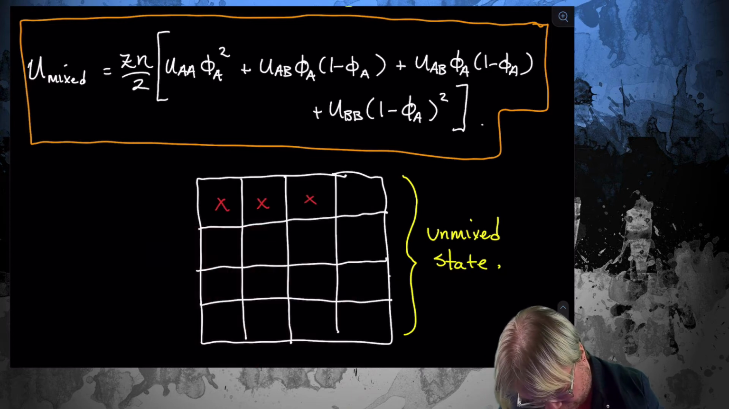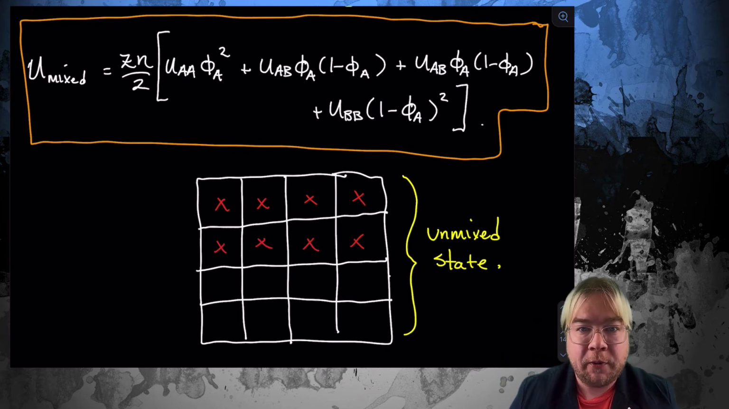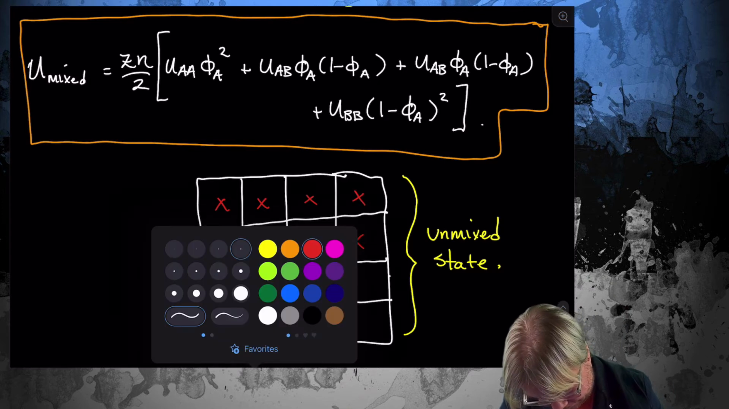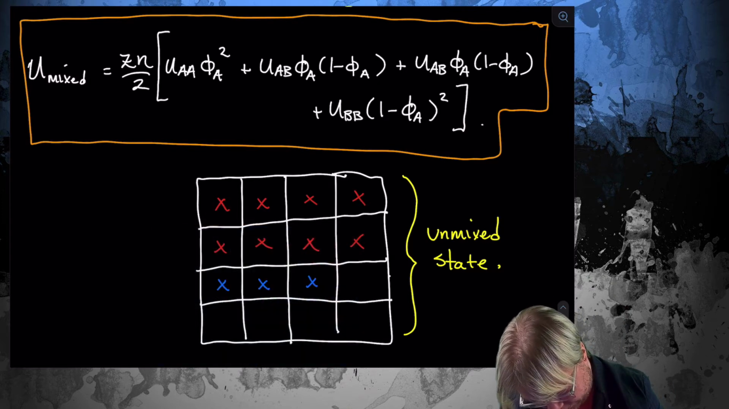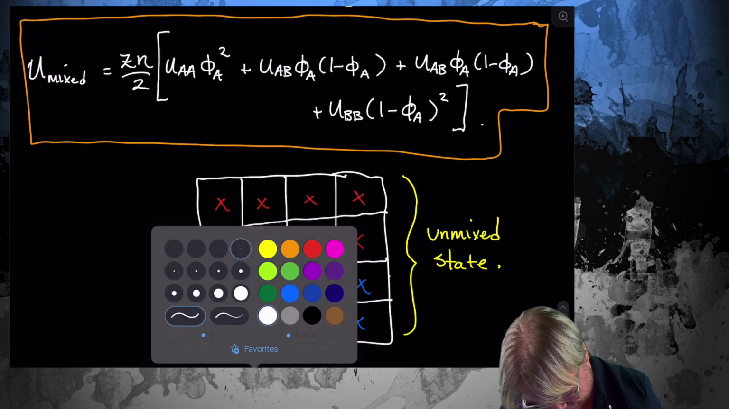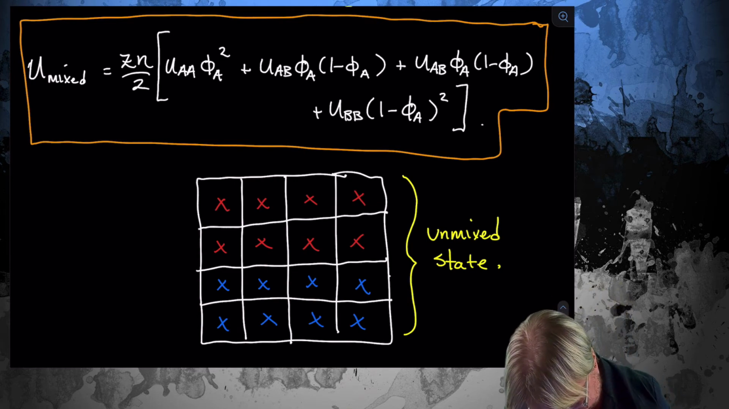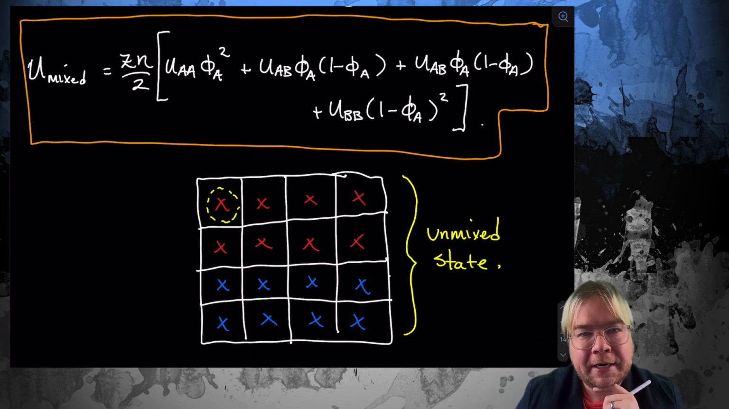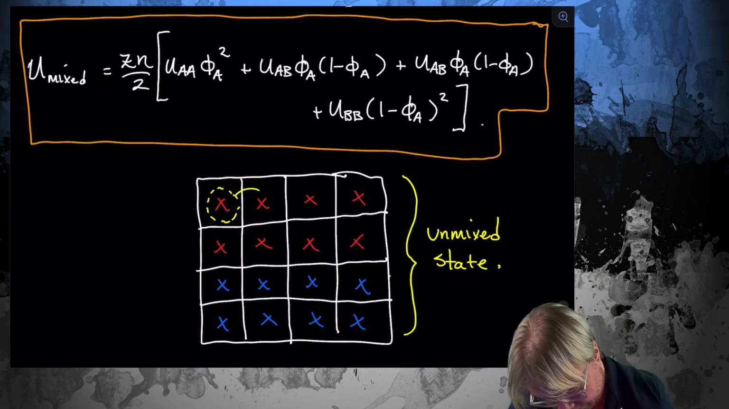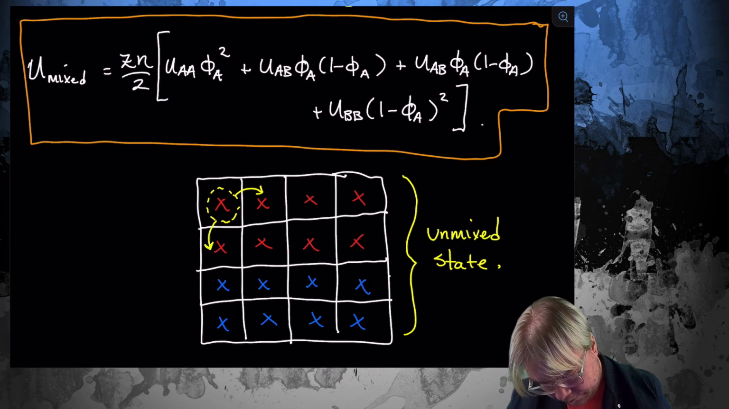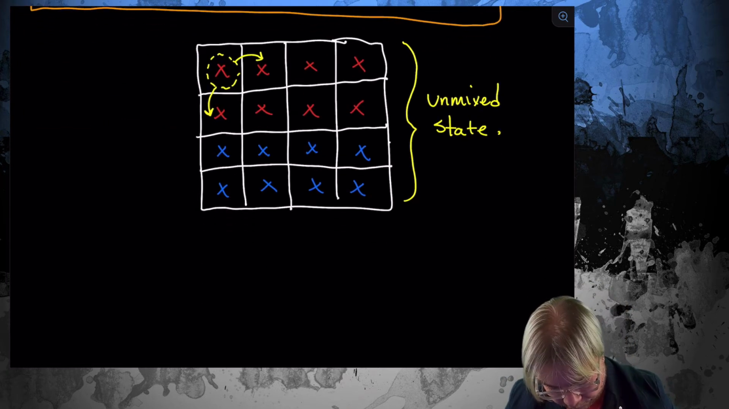I'm going to have a bunch of A particles that are completely segregated from all of the B particles in the system. So all the B particles will be down here. Okay, so if I look at a certain A lattice site, then what's its interaction going to be with its neighbors? Well, it's going to see another A site here, another A site here, etc.